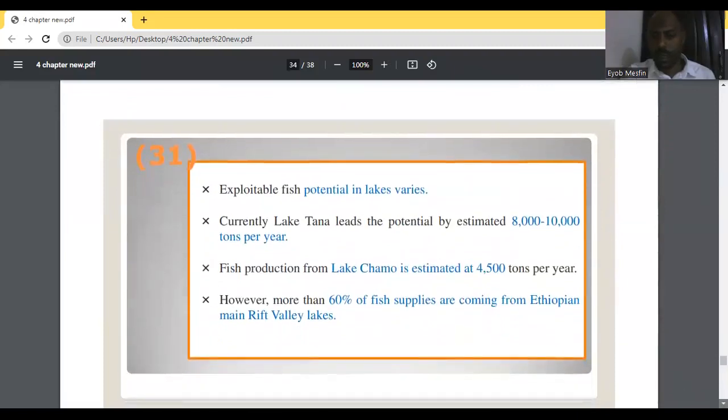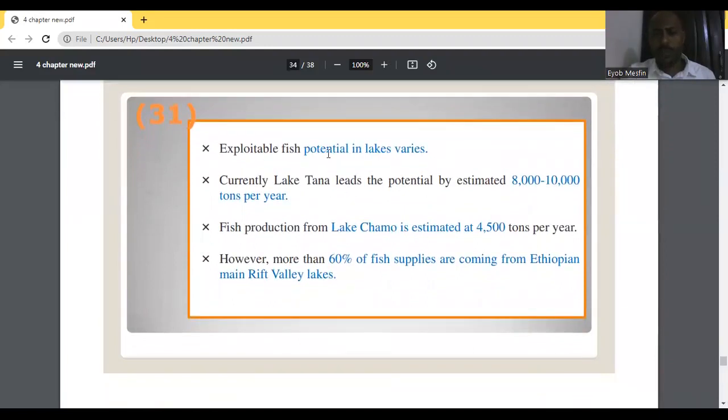The exploitable fish potential differs among the lakes, but Tana is able to produce 8,000 up to 10,000 tons annually. Fish production from Lake Chamo is estimated at 1,500 tons per year. Those lakes have a good potential to produce fish.